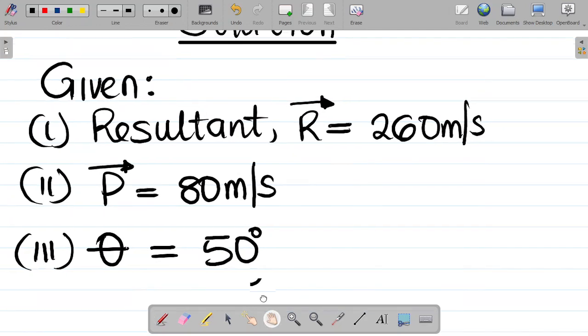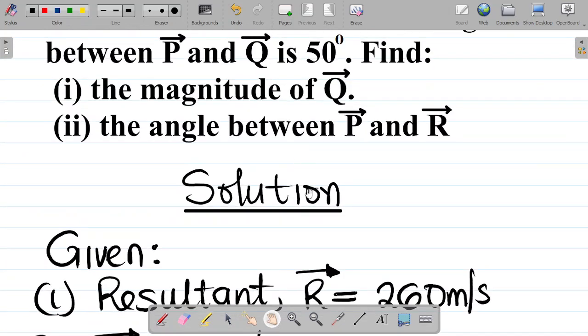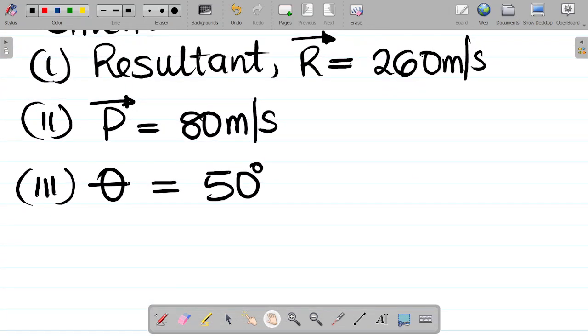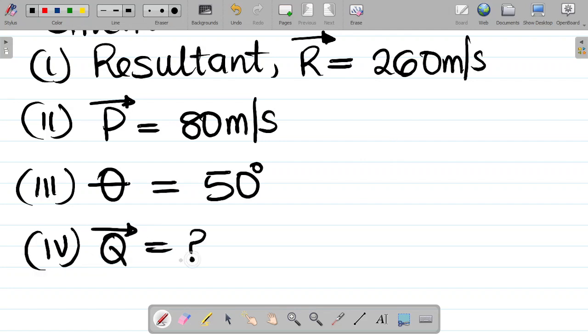We are asked to find the magnitude of Q. So we are asked to find Q. Let me call this 4. For Q, what's the magnitude, what's the numerical value? When they say find the magnitude, they mean find the numerical value, that's all.